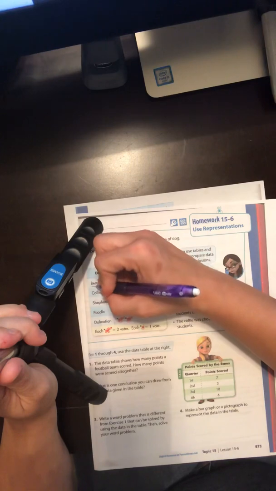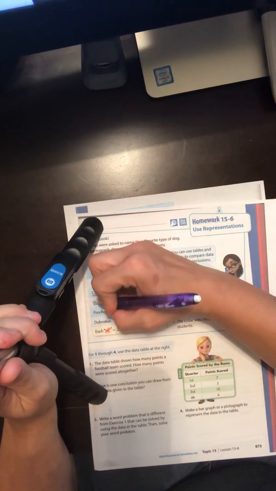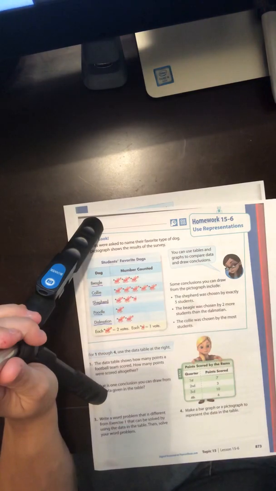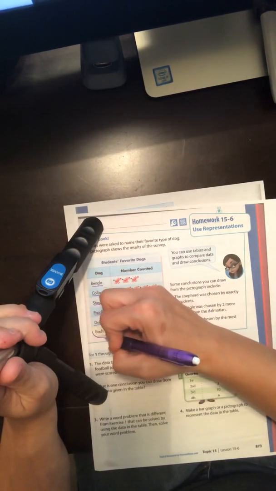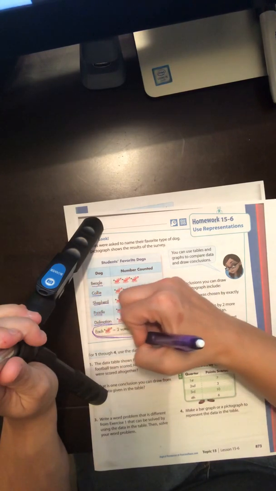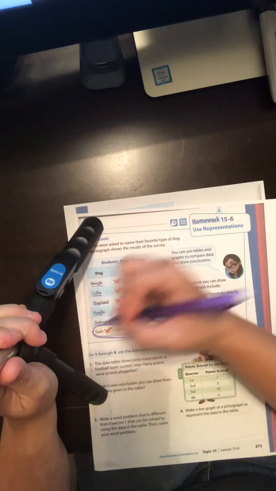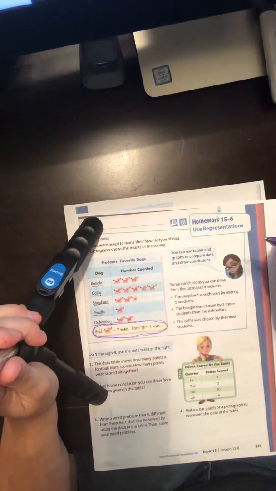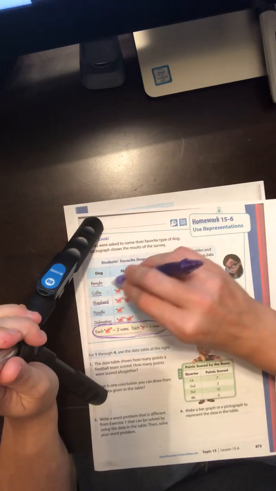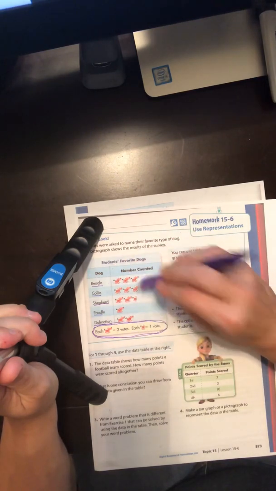So here's a Beagle, here's a Collie, Shepherd, Poodle, Dalmatian. Now, each of those are types of dogs. Now, remember, I told you the key is the most important, crucial, very important part. So each dog stands for 2. Now, remember what Miss Jordan told you guys. If there's no number out beside here, what do you have to do?